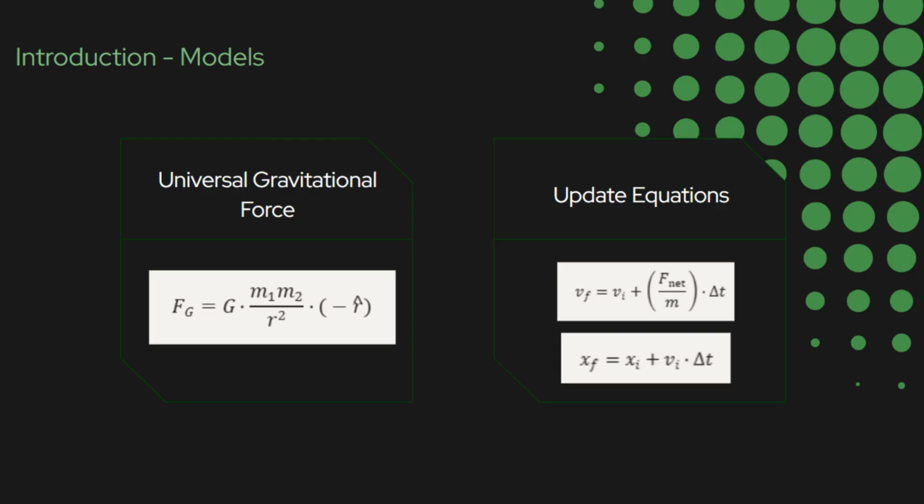Models. First, we have the universal gravitational force, which is equal to the gravitational constant times the mass of 1 times the mass of 2 over the radius between the two squared times negative r hat. Then we have the updated equations for velocity and position.